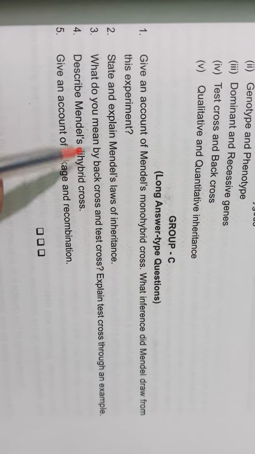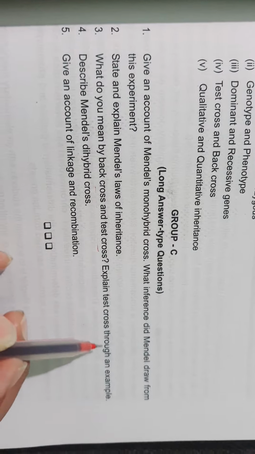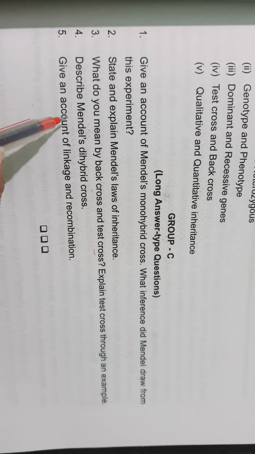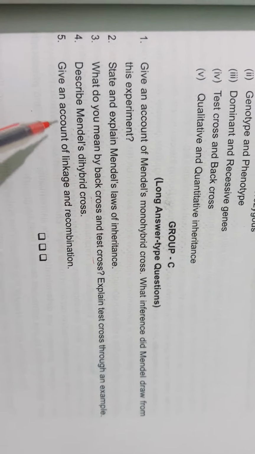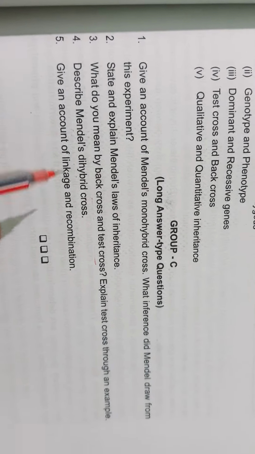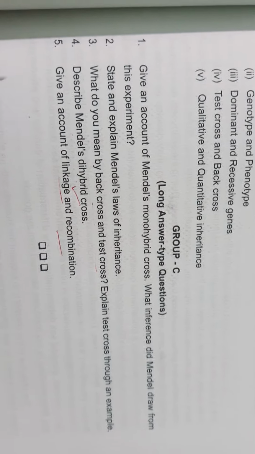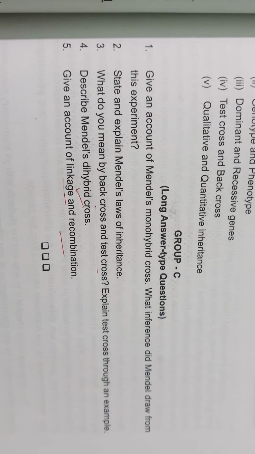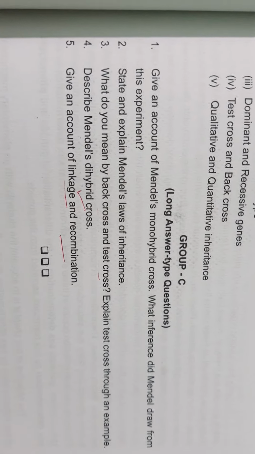Next, what do you mean by back cross and test cross? Explain test cross through an example. You have to provide one example. Next, describe Mendel's dihybrid cross. Dihybrid cross, where Mendel selected two characters to observe their inheritance. Give an account of what is linkage and what is recombination. So these are some important questions of the chapter heredity and variation. Okay.